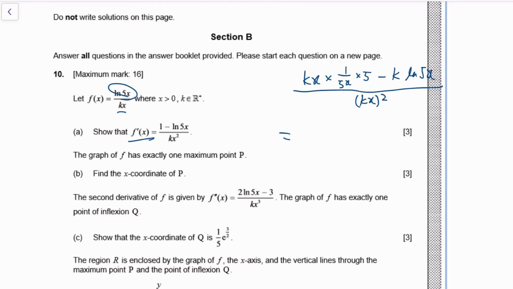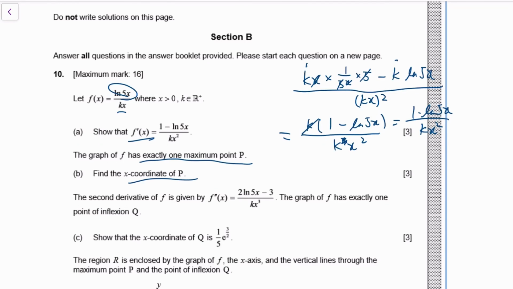So what can we do? On the top, we can factor out the k. Then we have 5x and 5x cancel out. So that's 1 minus ln 5x, the k got factored out, over k squared x squared. So the k cancels out. So it's (1 minus ln 5x) over kx squared. Okay, easy.